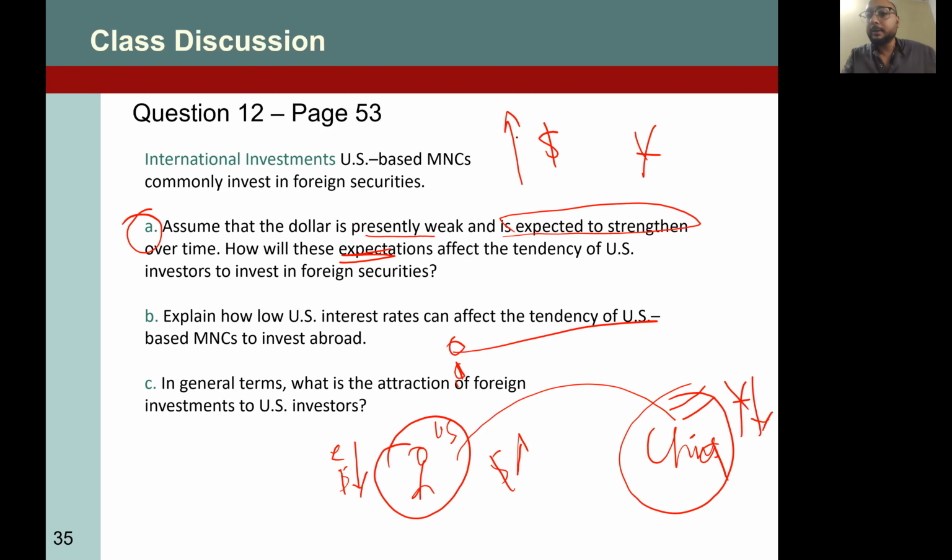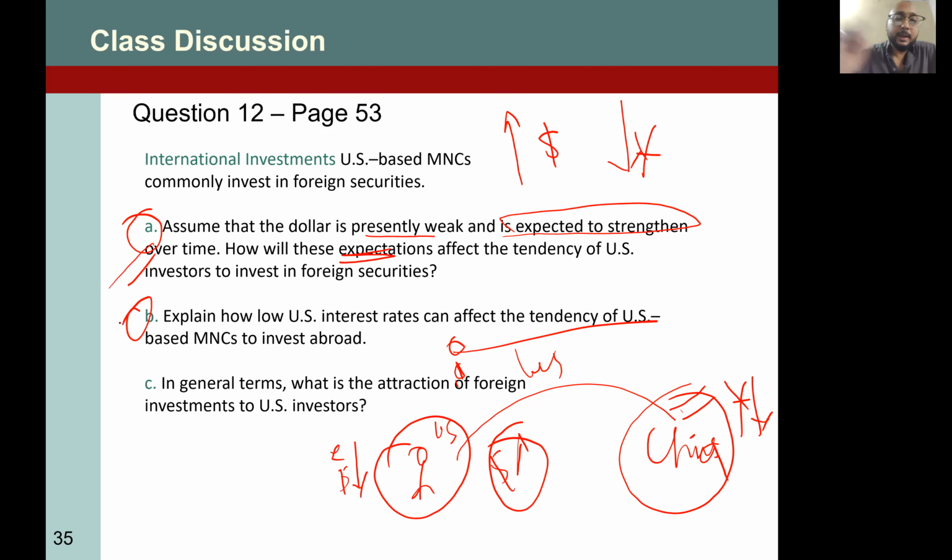If the dollar goes up, then the yuan goes down, right? So it cannot be like that. If the dollar goes up and the yuan also goes up, it cannot happen. So the expectation is that the dollar will go up, and then after some time when you invest in China and convert back to dollars, you will get fewer dollars, right? So it will affect your investment badly.